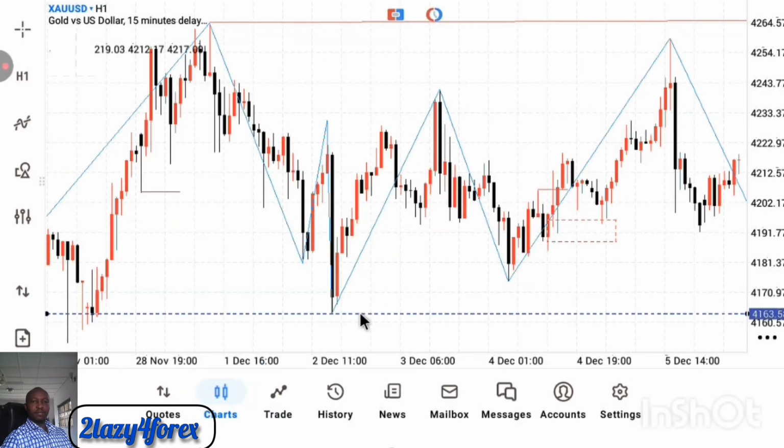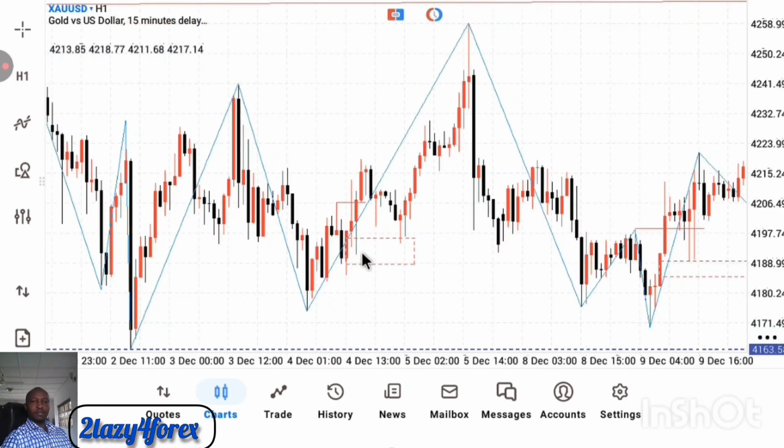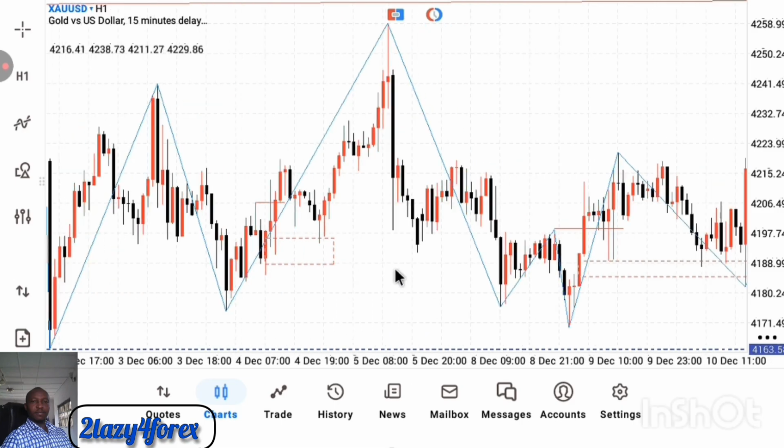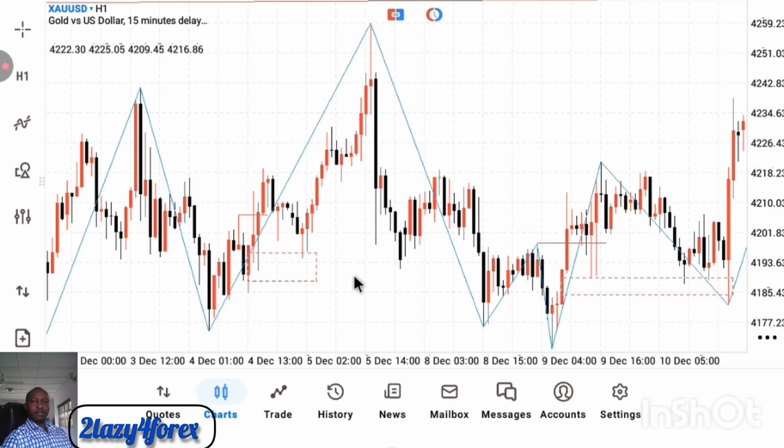This is the beginning of the pullback. This is the last point of that pullback. Always mark that point. So if your trade doesn't go in your favor and at the end of the day your stop loss gets hit, as long as price is still inside and has not gone below the point you marked, the lowest point of your pullback, you look for another high.